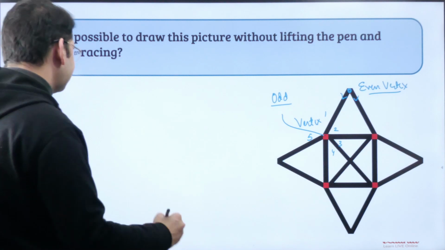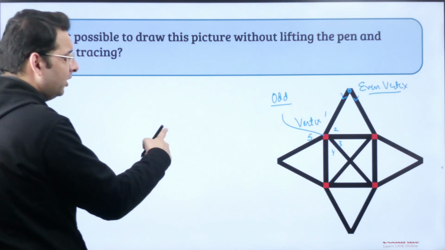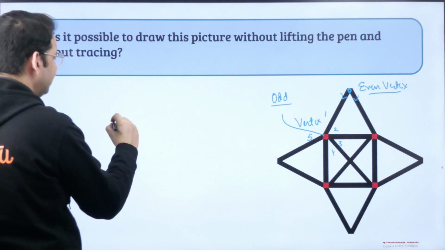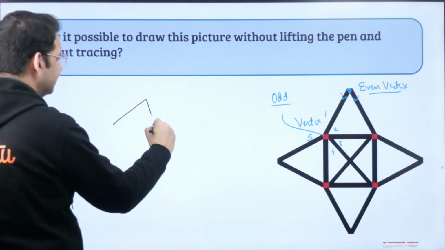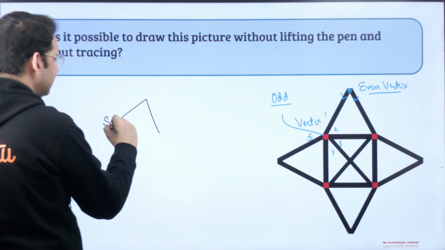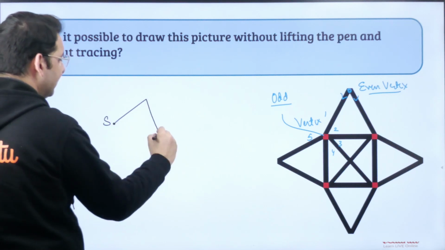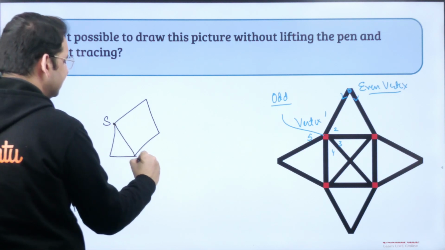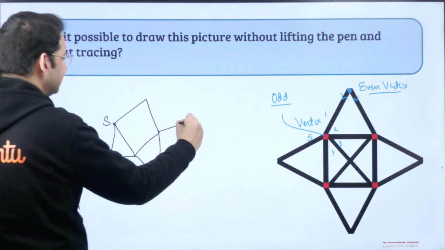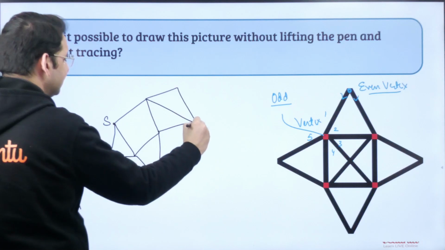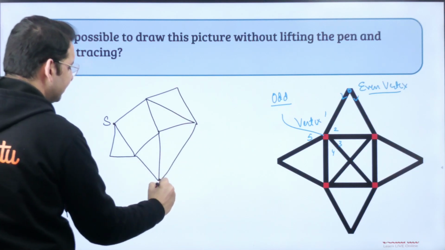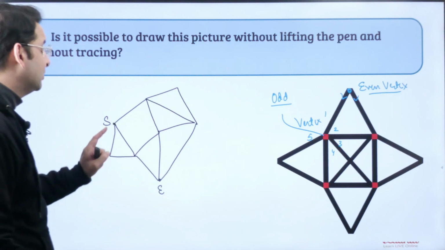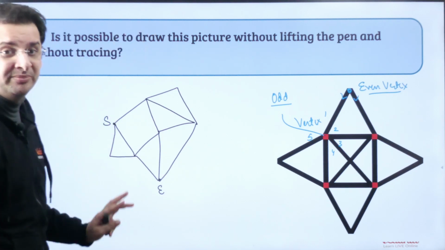Now guys, let us randomly draw a graph without lifting and without tracing. So let us start from here and see what happens. So this is a starting point. So moving here, यहाँ पर वापस आ गए, this, and this is the ending point. Okay, so this is where we started, this is where we ended, and of course there was no tracing and no lifting the pen in between.